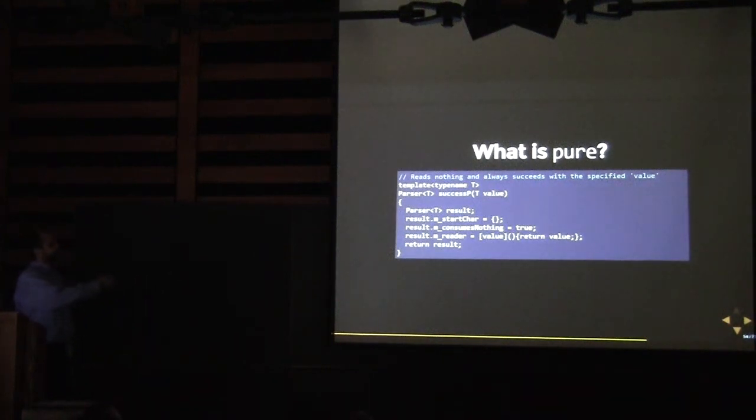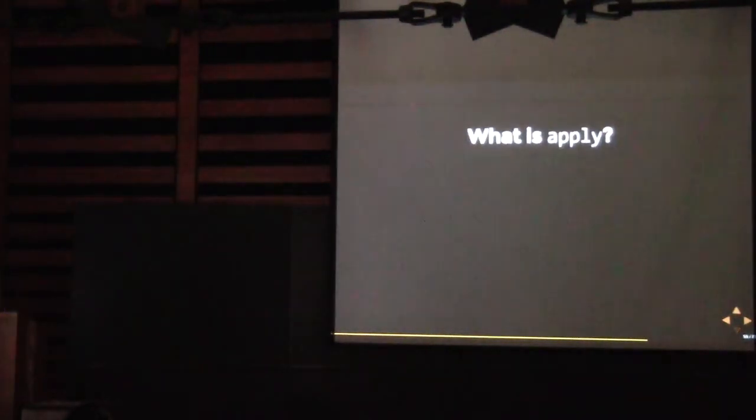So we're calling this success. Not pure, remember, because we're giving a user interface that users are going to like, not that functional programmers are going to like. So the start character here is going to be nothing. It doesn't really matter because it consumes nothing. The reader just returns the value. It doesn't do anything with standard input, and it returns the result. So that's pure. What's apply?